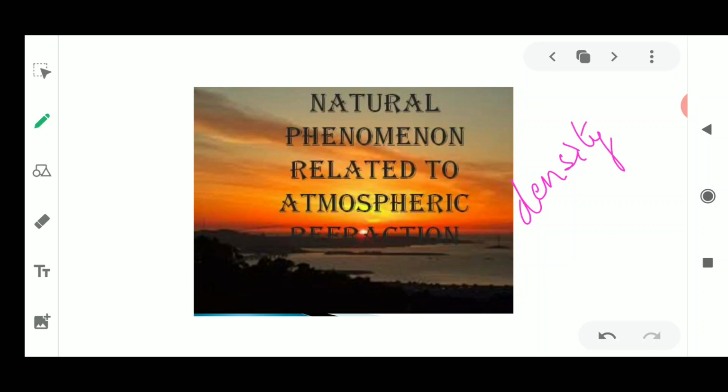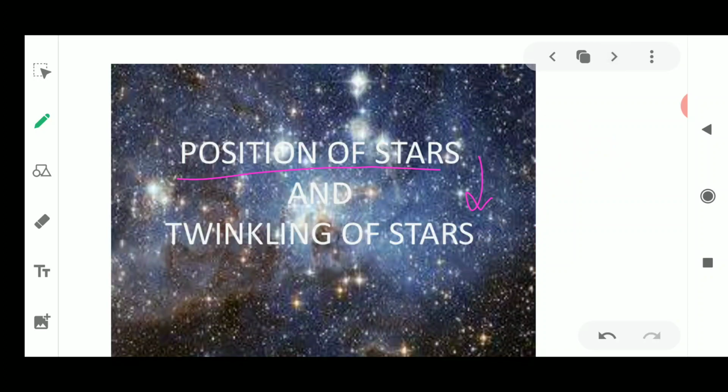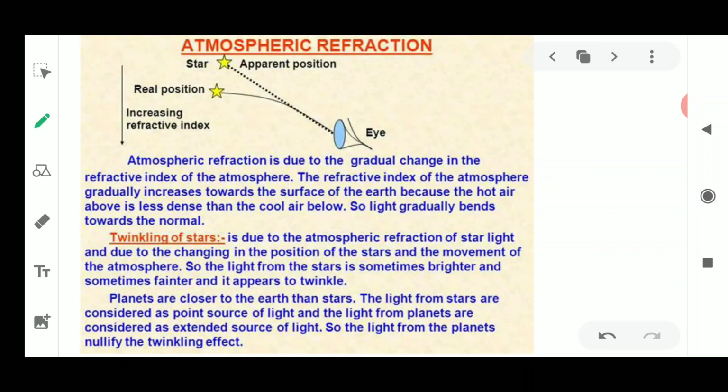Once the light is refracted due to the layers of the atmosphere, we see various phenomena. One such phenomenon is the twinkling of stars. We'll go into detail on the twinkling of stars and see how the stars twinkle, and how atmospheric refraction causes a change in the position of the star.